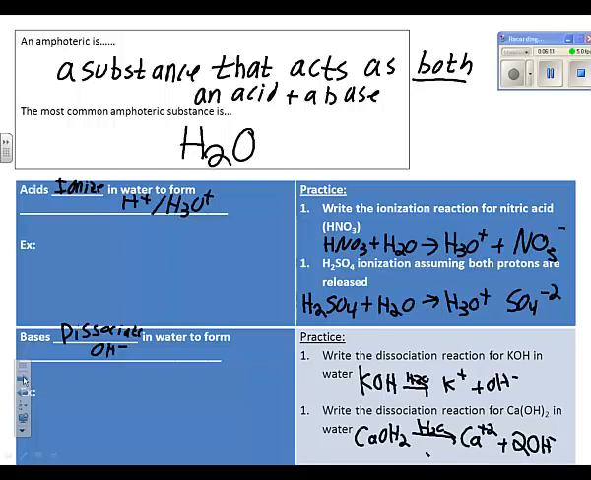Remember that 2 came from the subscript right there. Sorry, I should have put parentheses around that. My fault. And that's all we're going to get into this video.